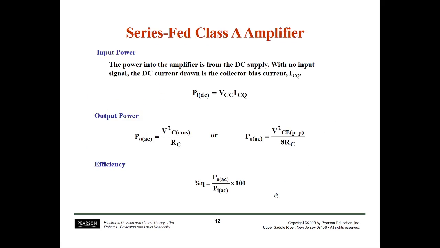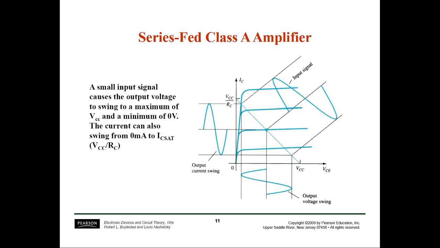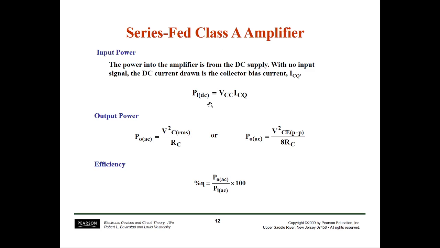Now the input power. If we look at this waveform, the input power P_i(DC) is nothing but VCC into IC. We know that power is equal to voltage times current. So the input is VCC and IC, and if I multiply these, I will get the input power.